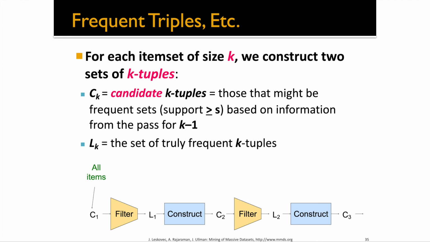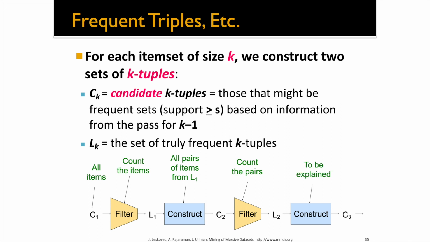So if we look at this graphically, we start off with our set of all items. Now we count all the items in that set, which lets us filter out the non-frequent single items. Now for all pairs, we can look at all the pairs that included these frequent items. That gives us another way to filter. Now we can say, well, of these pairs that include frequent items, let's count those pairs and see if those pairs exceed our support threshold.